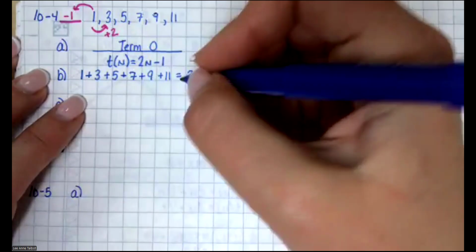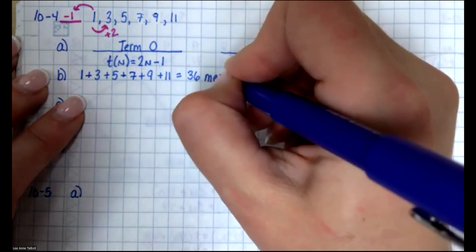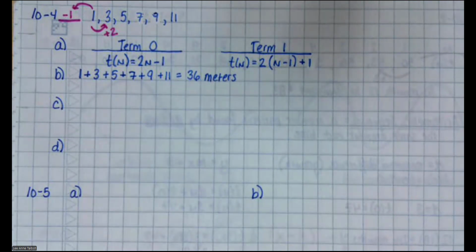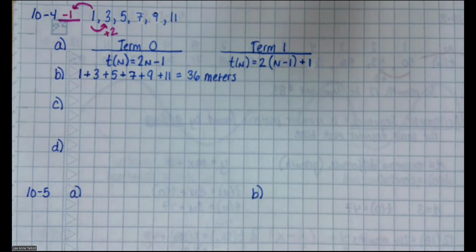Anyway, what was this? This was how many meters she went in the first 6 seconds. So 36 meters. That was special. Very special. Okay, C.